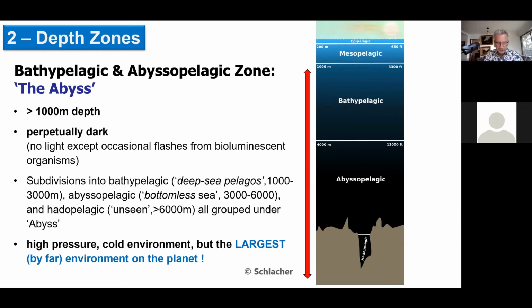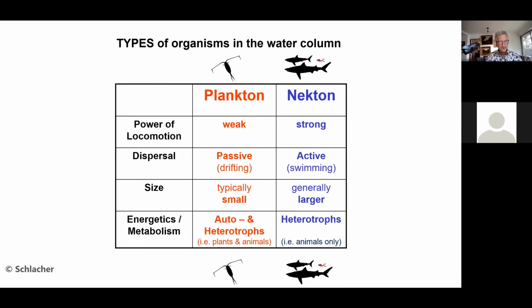If you ever have to go on a very boring drive and your kids say, "Oh, are we there yet?" which is of course something everybody does in Australia when you go out west, it's nothing compared to the vastness of the ocean, right? So this is really the largest habitat on Earth.